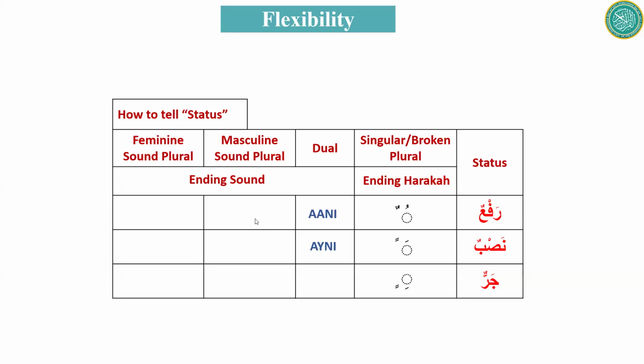Ali. Assalamualaikum. Walaikum assalam. Ending sound for masculine sound plurals for rafa. Ani, aini. That is for dual. I'm asking about sound plural now. Una, ina. Una for rafa and ina for nasab and jar. How about feminine, Ali? Atun, atin, atin. Good. This was like a brief revision of the first property of ism, that is status, and how to tell status.